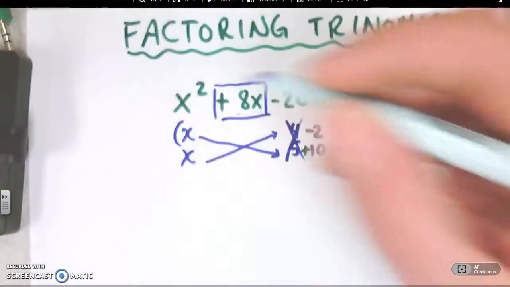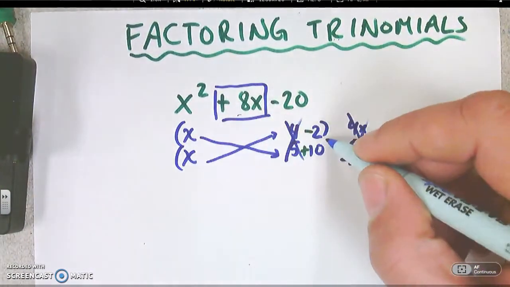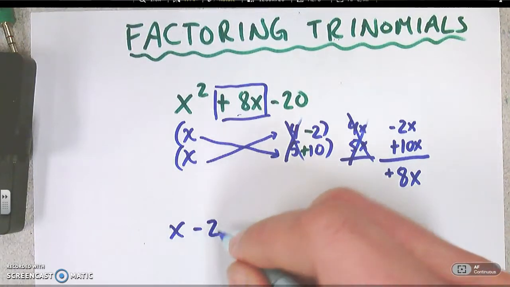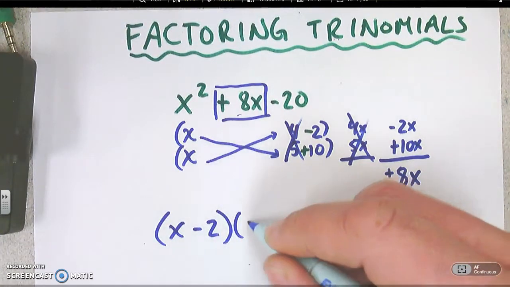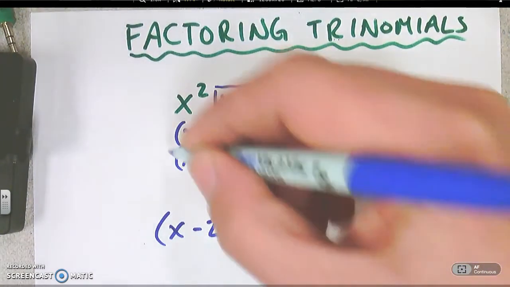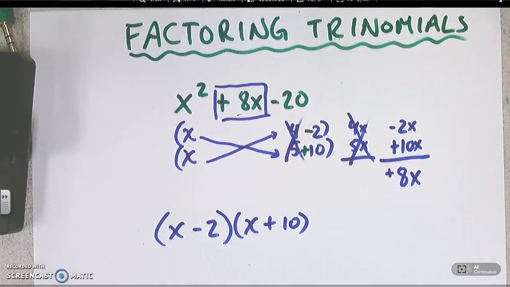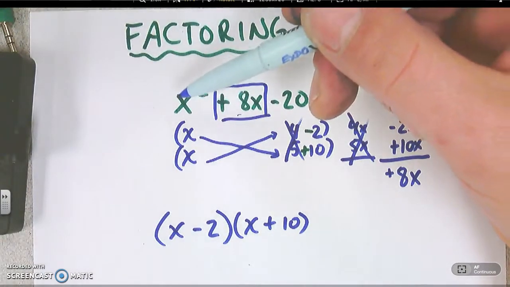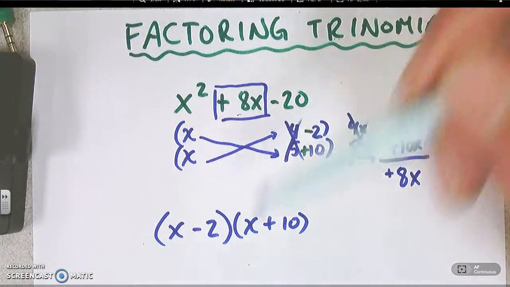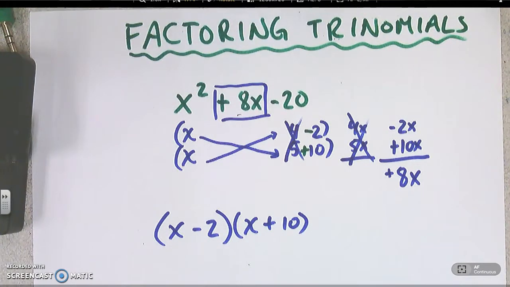So our factors are going to be x minus 2 and x plus 10. Again, one factor on top, the other factor on the bottom. Okay. Now that is completely factored. All we're doing here is rewriting the same trinomial. Again, it's a trinomial because it has 3 terms. And we're taking this trinomial and breaking it into 2 binomials.